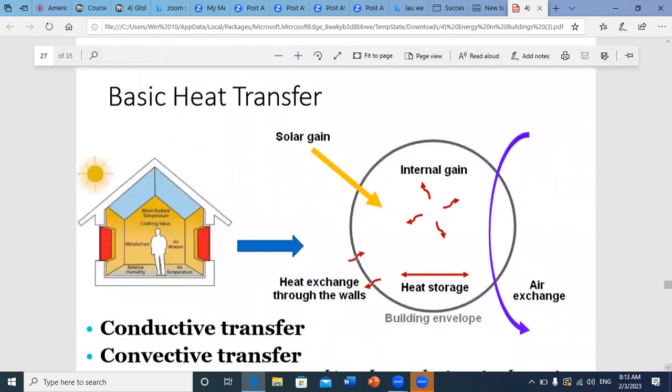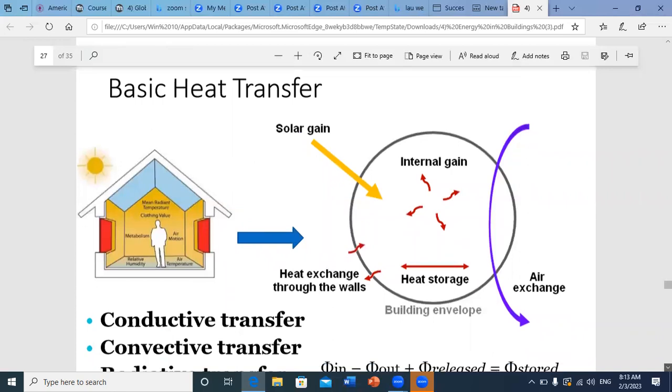And of course, whenever we want to study the envelope, we should understand the interaction between the outer environment and the inner environment. How is energy transferred between these two zones? What are the basic heat transfer processes? We know that the basic heat transfer processes are conduction, convection, and radiation.